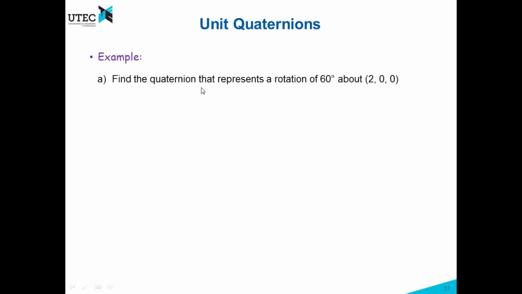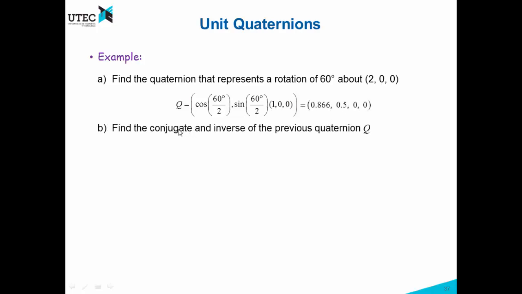Let's see an example. Find a quaternion that represents a rotation of 60 degrees about 2, 0, 0. Well, it is cosine of 60 divided by 2, sine of 60 divided by 2, and here we have the axis, but it has to be a unit axis, so I have to divide it by the module. In this case, it will just be 1, 0, 0. And this is this quaternion. Now I want to find the conjugate and inverse of this quaternion. The conjugate and the inverse are the same because this is a unit quaternion. It is the same scalar part, and here we have a negative in the vector part, so just a negative in 0.5.